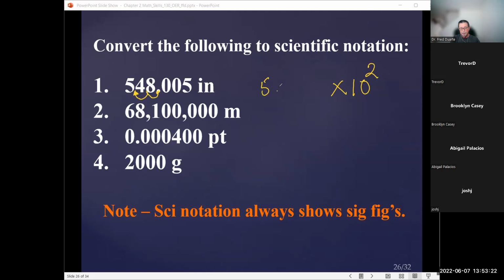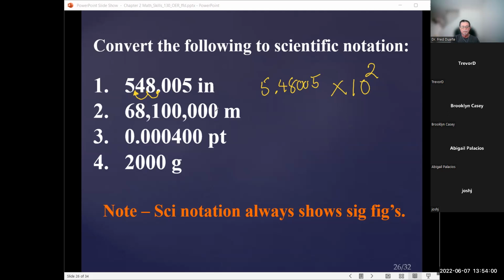So that becomes 5.48005. Did I lose my sig figs here at all? No, I did not. My sig figs are maintained. 5.48005 still has six sig figs, and then times 10 to the second power. So I was able to convert that number to scientific notation. All right. Let's do the second one.